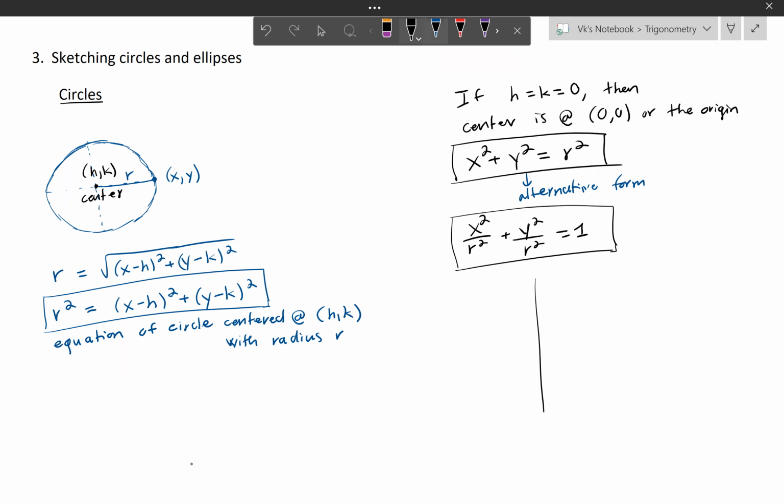And here comes the sketch of it. x, y. It is the center. You go r, negative r, negative r. And we sketch out the circle.